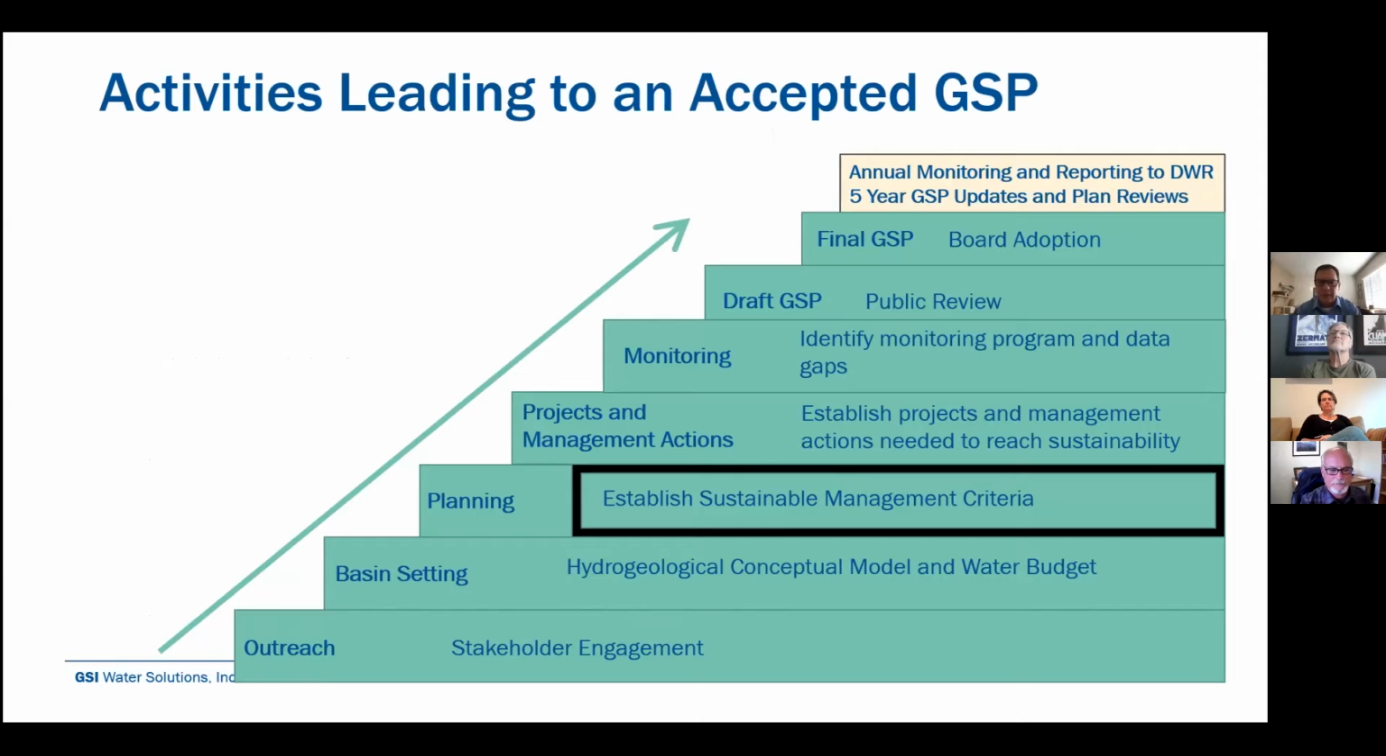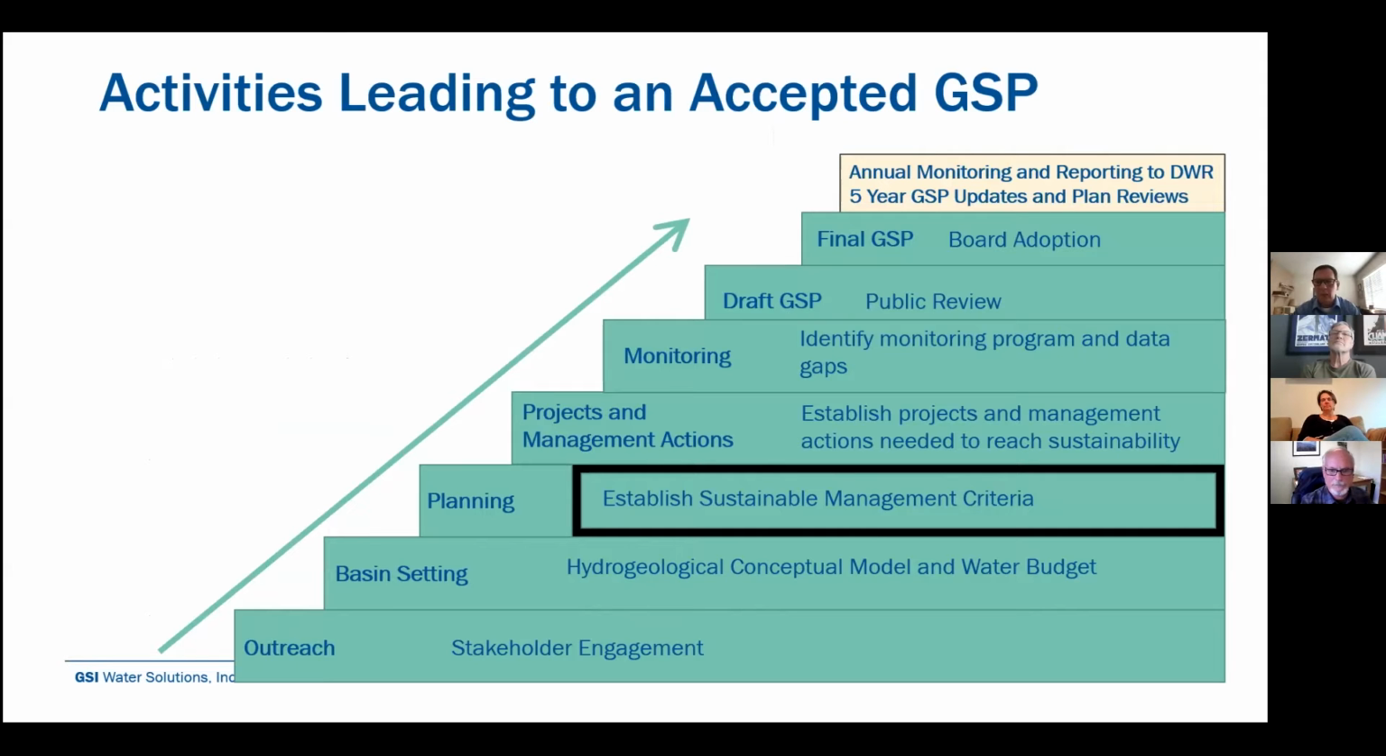We're still here, moving up the stairs in establishing the sustainable management criteria. After this meeting, we'll move into the workshop on March 10th. After that workshop, we're going to move into projects and management actions and keep trucking on this overall process. And there's a lot more to go, and it's happening pretty quickly at this point.